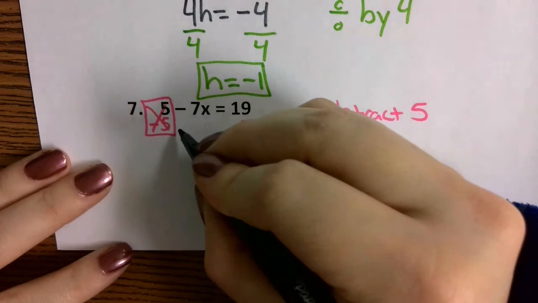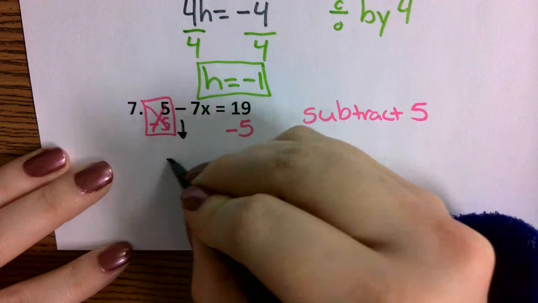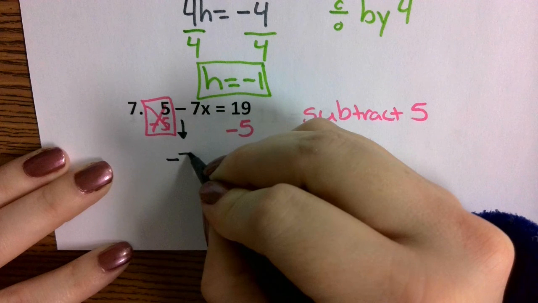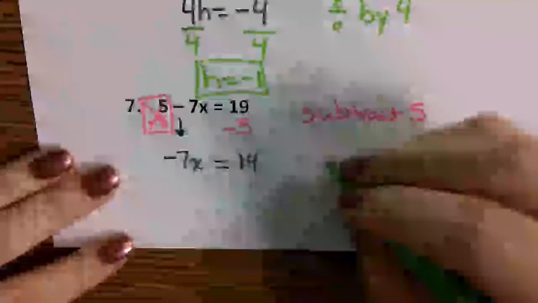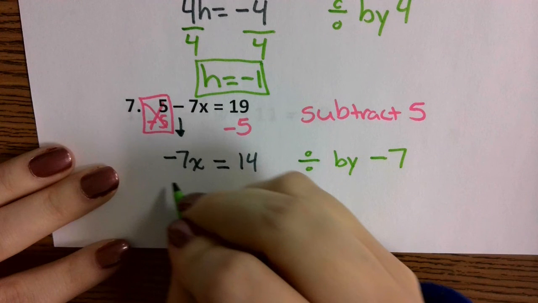That's going to leave us now with a negative 7x is equal to 14. We're then going to go ahead and divide both sides by a negative 7.